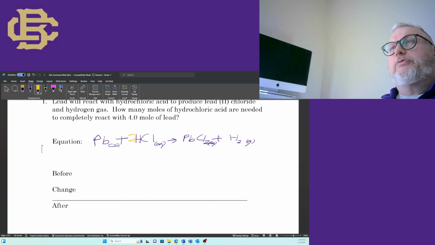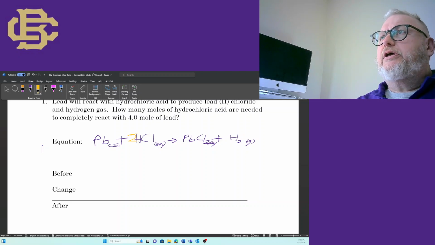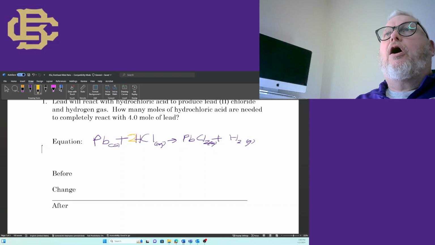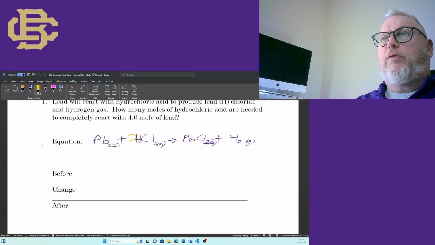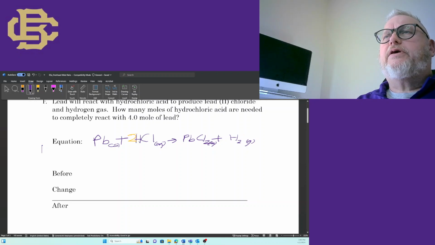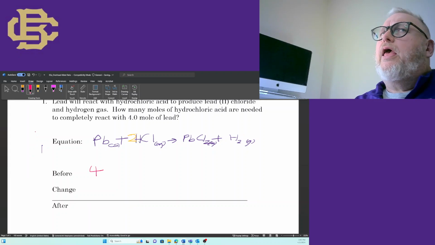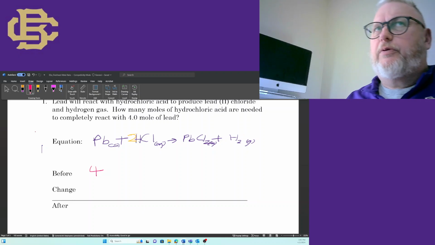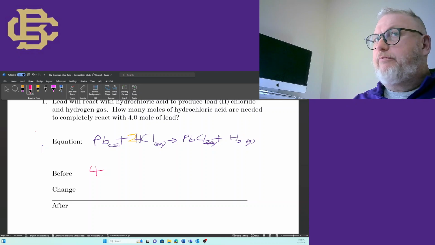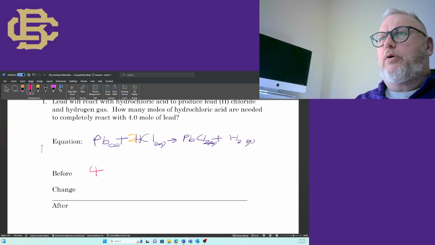Those are our ratios. So our question here is how many moles of hydrochloric acid are needed to completely react with 4 moles of lead? So let's give ourselves a different color. Let's go with that nice red. So let's give ourselves 4 moles of lead. And the only thing you can put in a BCA table are moles. Can't put grams, can't put liters, only moles. So I've got 4 moles of lead, and so we don't forget, I'm going to write moles.